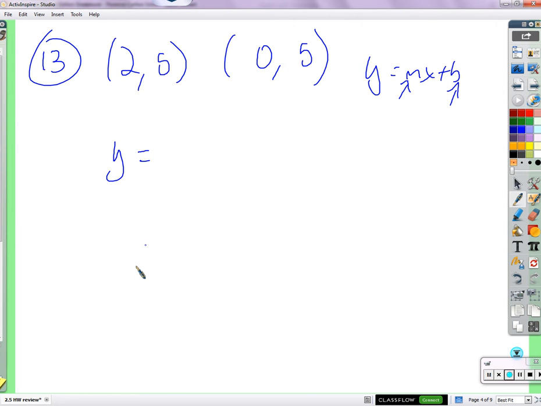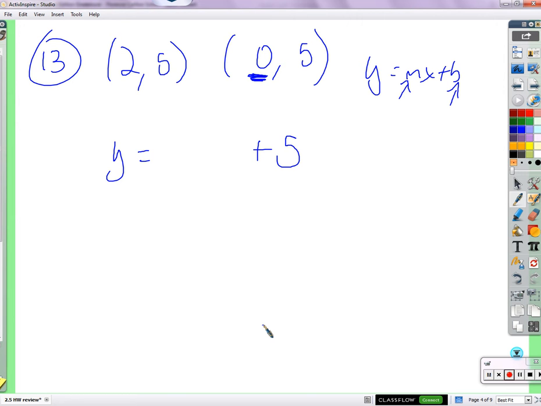Because on that point up there, x is 0, and x is 0, this point must be on the what? Y-axis. So the y-intercept is 5, because that is the point on the y-axis, and that line must go through it, because that's what it said. Okay, now tell me what the slope is.